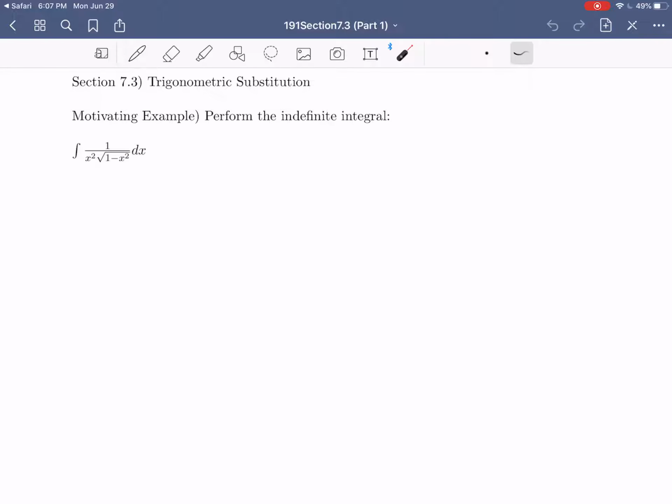So if we think about it, this 1 minus x squared resembles 1 minus sine squared, and we know that that is equal to cosine squared. So if we could replace that 1 minus x squared with 1 minus sine squared, then we would have cosine squared, and of course the square root of cosine squared would just be a cosine. So that would make things tremendously more simple.